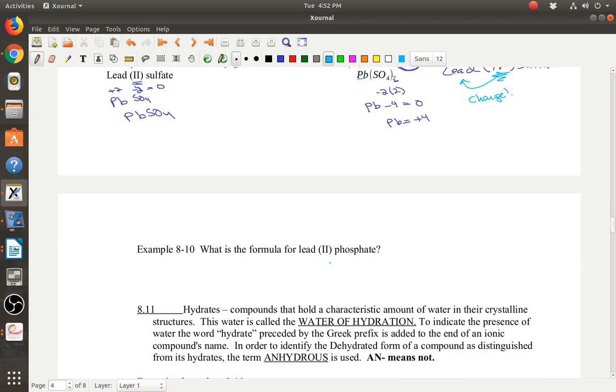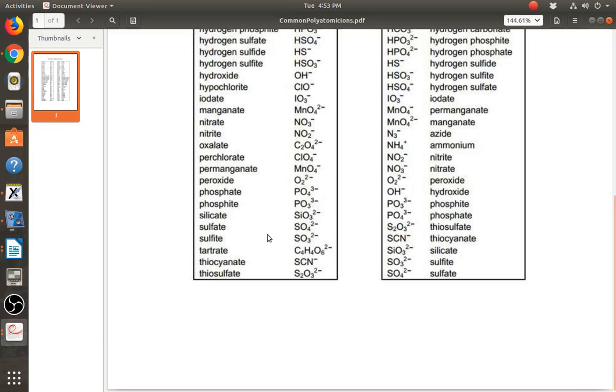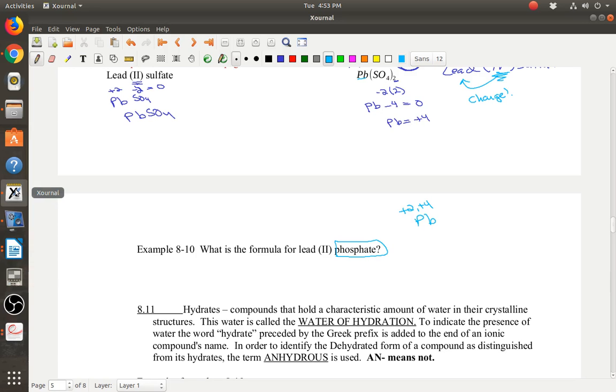What's the formula for lead 2 phosphate? Lead is Pb. But lead can be a +2 or a +4. We just saw that on the oxidation chart. What is phosphate? I go to your polyatomic ion chart and I find phosphate is PO4 3 minus. So I write PO4 minus 3 and I say, okay, lead 2 phosphate tells me to use the +2 charge. So I don't even have to use the 4. So now I have my charges.